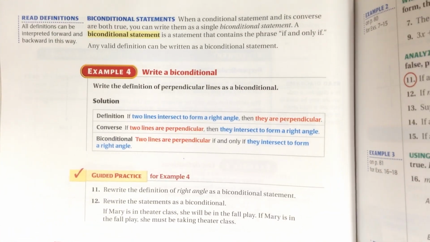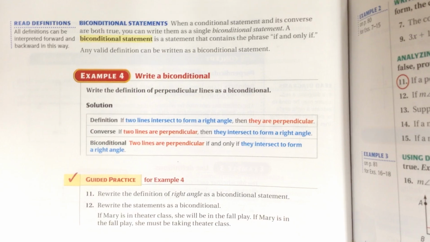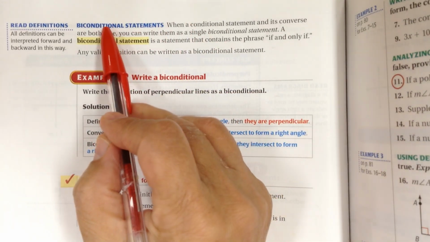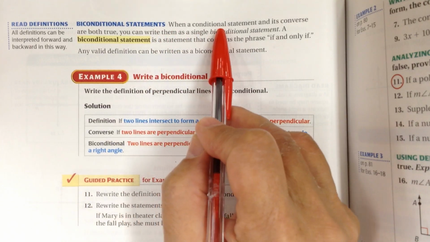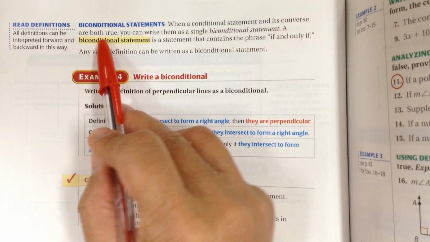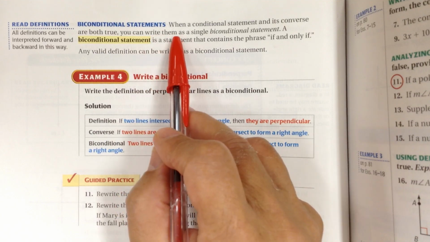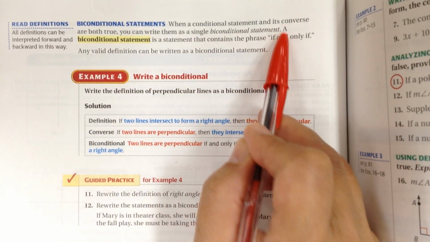Okay, let's go to page 82. Biconditional. Biconditional statements. When a conditional statement and its converse are both true, you can write them as a single biconditional statement.